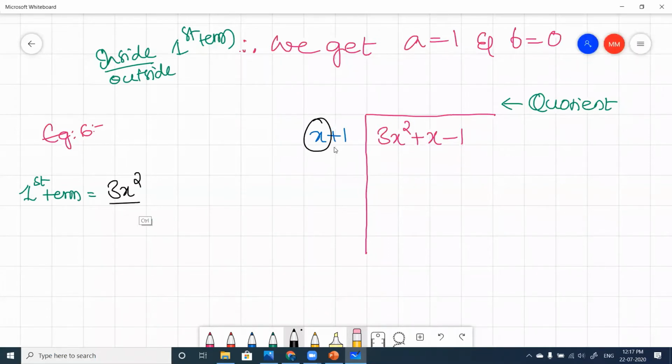x. Outside first term is x. So when I do this, what will I get? Here, x square and x.